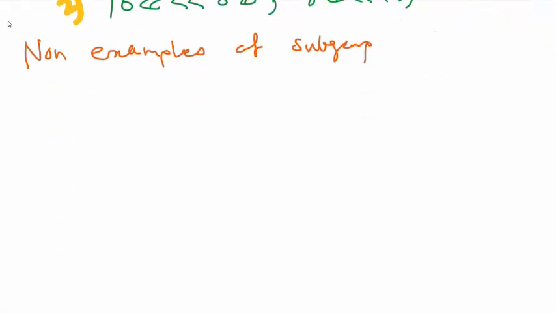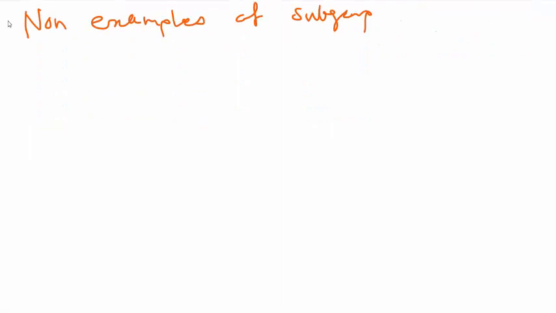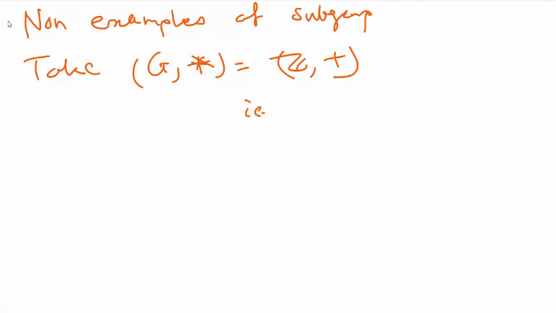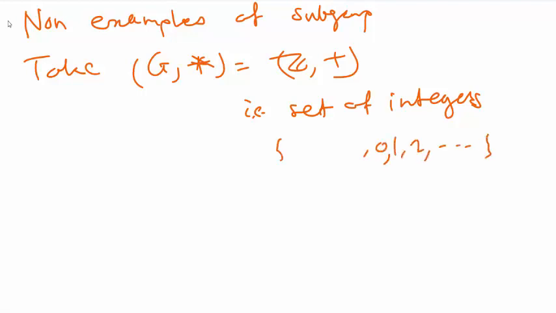So if we take G star equal to Z plus, that means set of integers, that means 0, 1, 2, and so on. Here also -1, -2, -3, and so on.